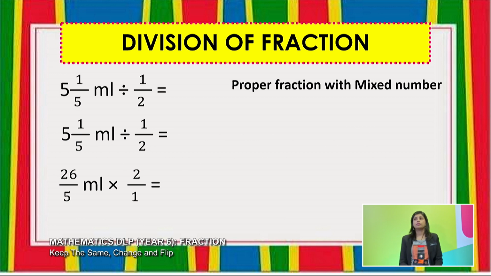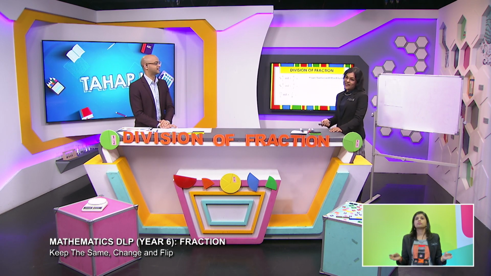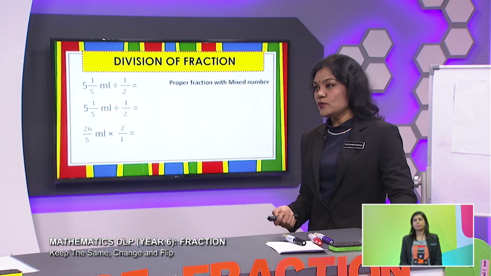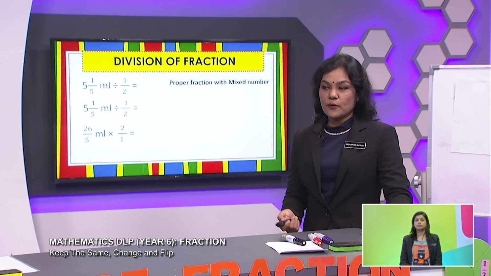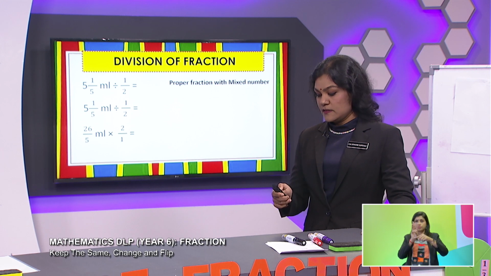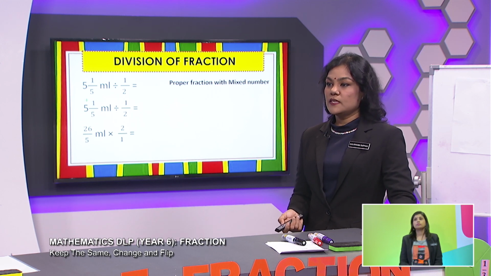You can see there, the denominator and numerator are already inverted. Notice now it's 26 over 5, meaning the mixed number is changed into an improper fraction. So that mixed number we have to convert into improper fraction. Then we get 26 over 5 milliliter times 2 over 1. You got it? It doesn't look complicated, right? So after this, we proceed with the calculation.